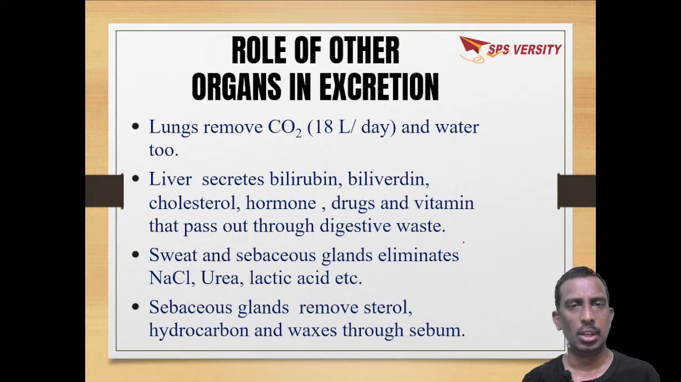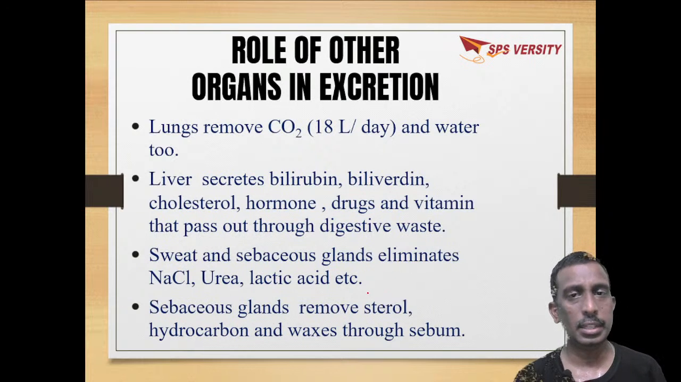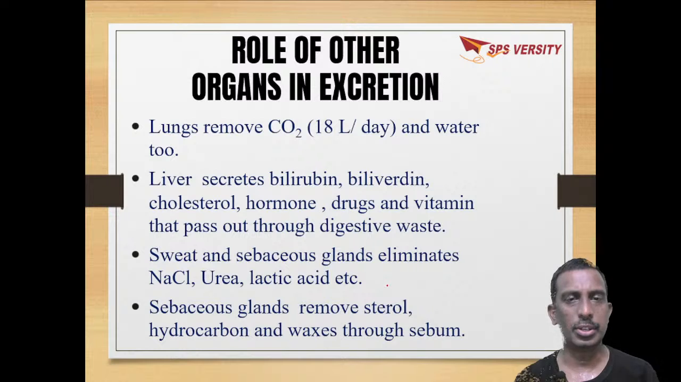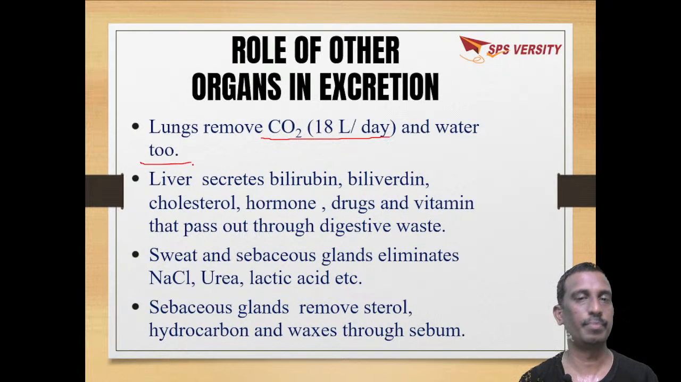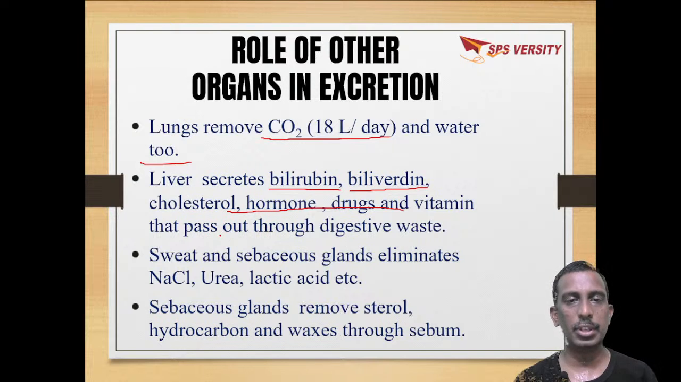Okay. So till now what we discussed is nephron, kidneys, which play an important role in excretion. At the same time, there are many other organs which are involved in excretion, like lungs, which remove CO2, carbon dioxide, 18 liters per day, and water. Liver secretes bilirubin, the pigments bilirubin, biliverdin, cholesterol, hormones, drugs, vitamins, which pass out through digestive waste.